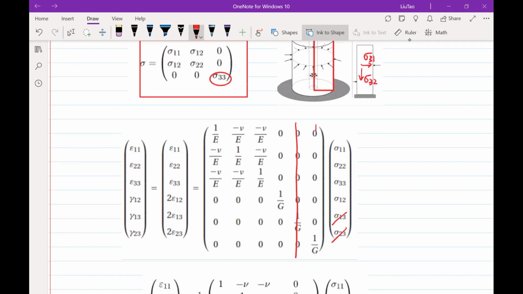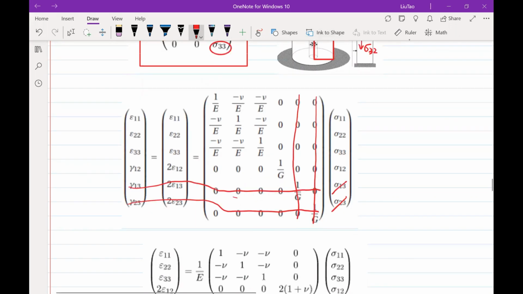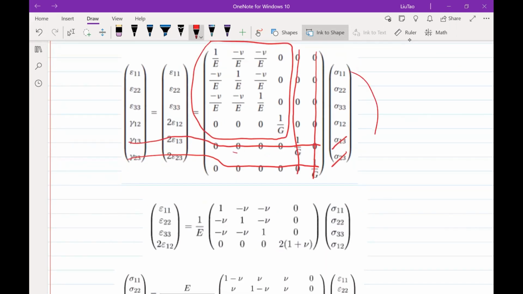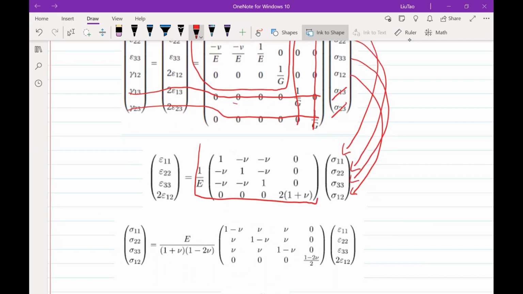So the last two columns can be cancelled. And we also noticed that in the last two rows we have 0 coefficients, so they can be canceled as well. So we only have this part left. When we move it down, we can get a new material matrix for axisymmetry.